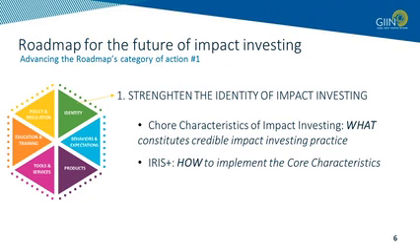What we're going to be talking about today highlights the first category of action, which is to strengthen the identity of impact investing. In terms of this action, the GIIN took action on 2 fronts. One was the development of the core characteristics of impact investing, which set the baseline expectations of what constitutes highly credible impact investing practice. The second was the development of IRIS Plus, which is a system to measure, manage, and optimize your impact, and basically helps with understanding how to implement the core characteristics.